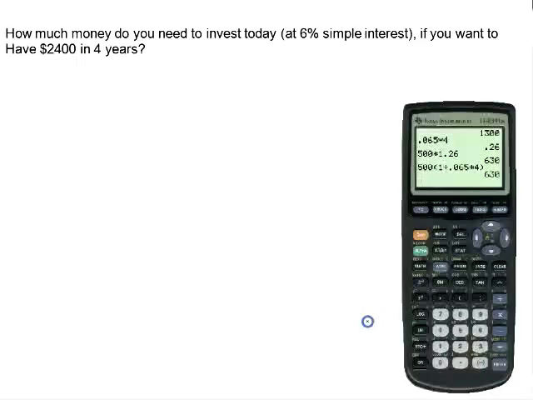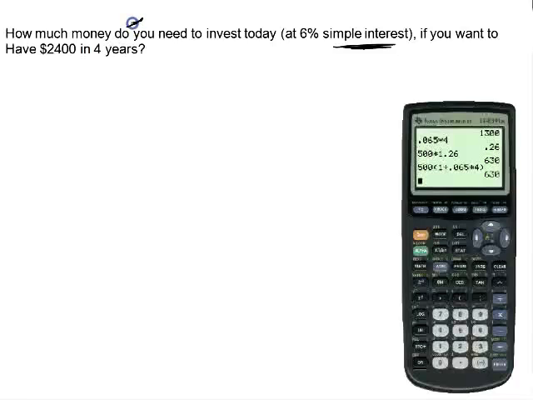Our next example asks, how much money do we need to invest today at 6% simple interest if we want to have $2,400 in 4 years? Well, first of all, I notice it's simple interest, so I know I'm going to use a simple interest formula. And the question is, how much do we need to invest today in order to have $2,400 in 4 years?